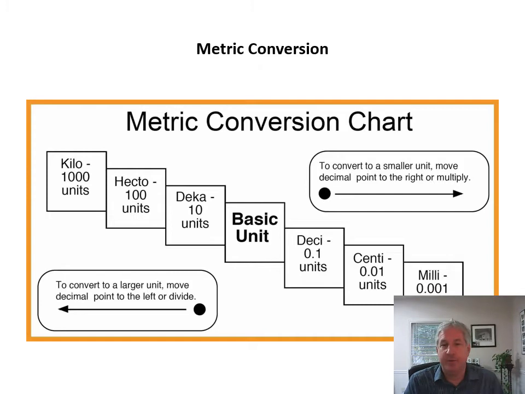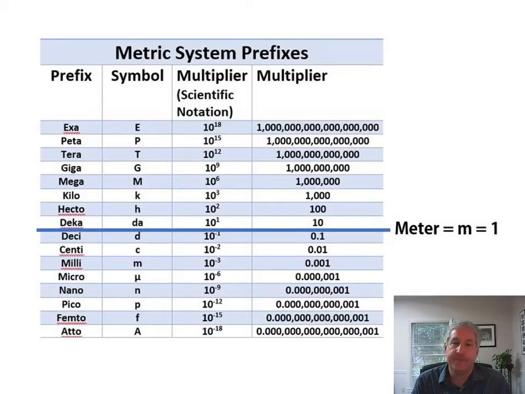Here's another metric conversion chart just showing the same kind of thing. So you have your basic unit here, whether it's meters, liters, or grams. So deca would be 10 of those, hecto would be 100 of those, kilo would be 1,000 of those. And here deci is 1/10 of those, centi would be 1/100th of those, and milli would be 1/1000th of those. Okay, next slide.